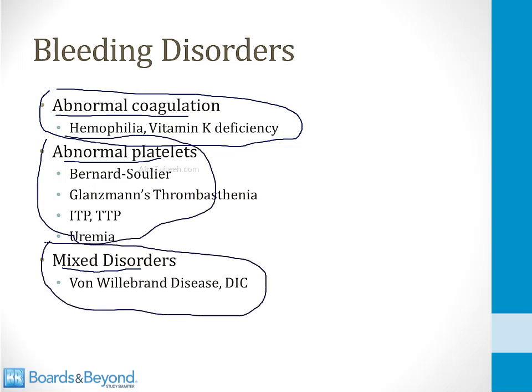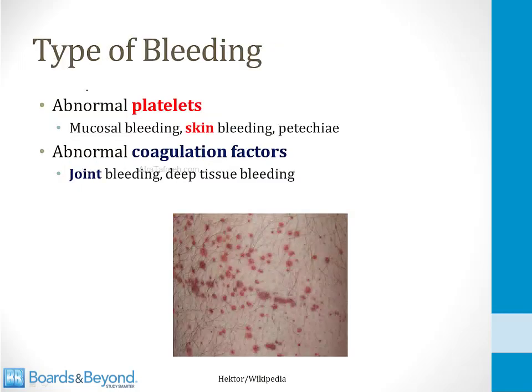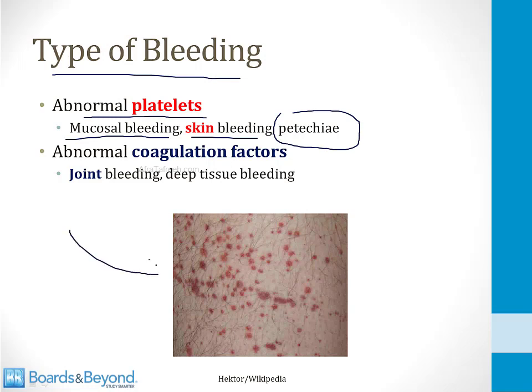Let me first give you a rule of thumb related to the types of bleeding that occur in different bleeding disorders. When patients have a problem with their platelets, the bleeding problems tend to be superficial. For example, they will have bleeding from mucosal surfaces. This may involve nosebleeds, or women may have menorrhagia. They may also have superficial skin bleeding, and they commonly get a characteristic skin finding called petechiae. This is a picture of petechiae on the screen here.